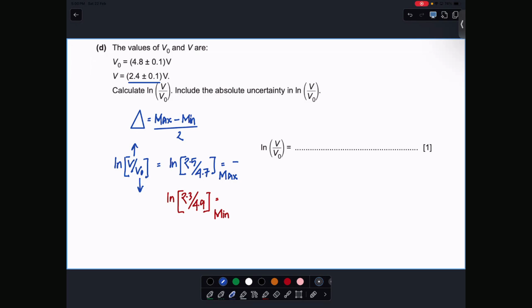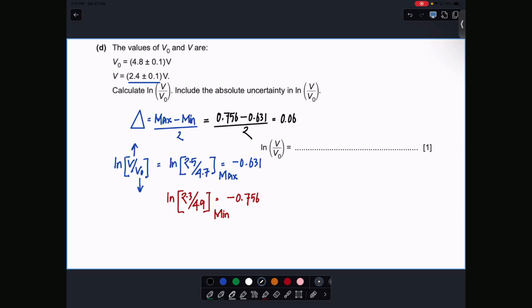Minus 0.631. Okay, and what was the lowest possible value? 0.756. Therefore uncertainty is maximum minus minimum. You can take the modulus and drop the minus sign, but you must add the minus sign back later. 0.756 minus 0.631 divided by 2 gives 0.06, but it has to be negative because I just took the negative out here. So how do you write your answer?